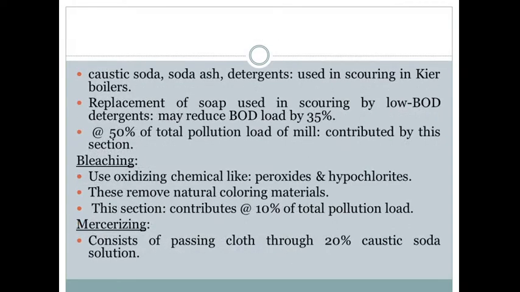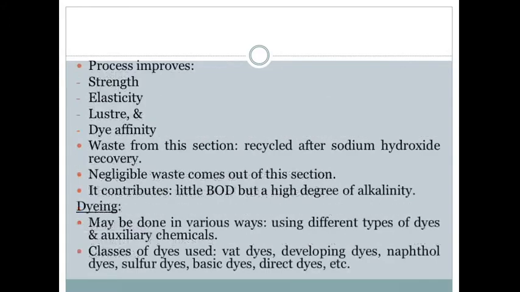Then bleaching. In bleaching, we can use oxidizing chemicals like peroxide and hypochlorite, and these remove the natural coloring materials, and this section contributes 10% of the total pollution load. Then mercerizing, which consists of passing the cloth through a 20% caustic soda solution. Okay, and this process improves the strength, elasticity, luster, and dye affinity.